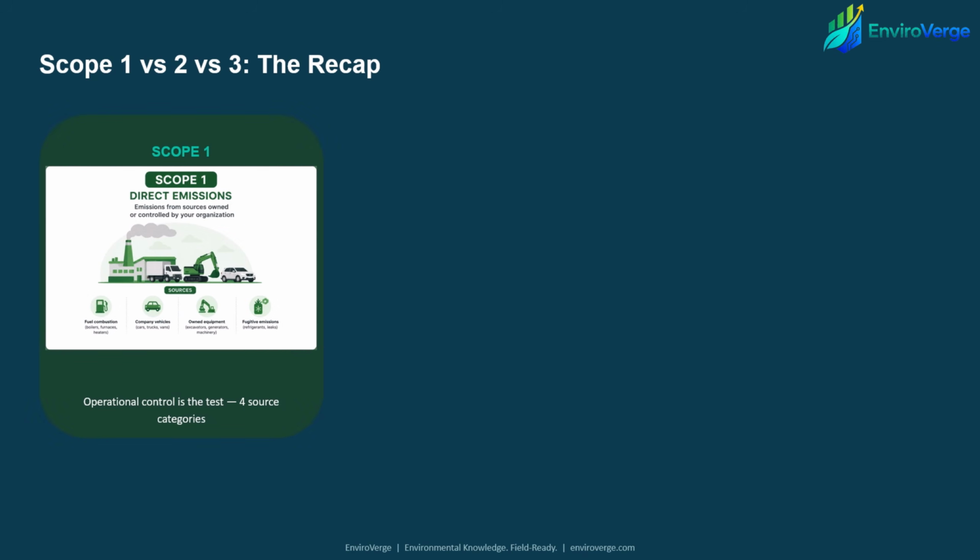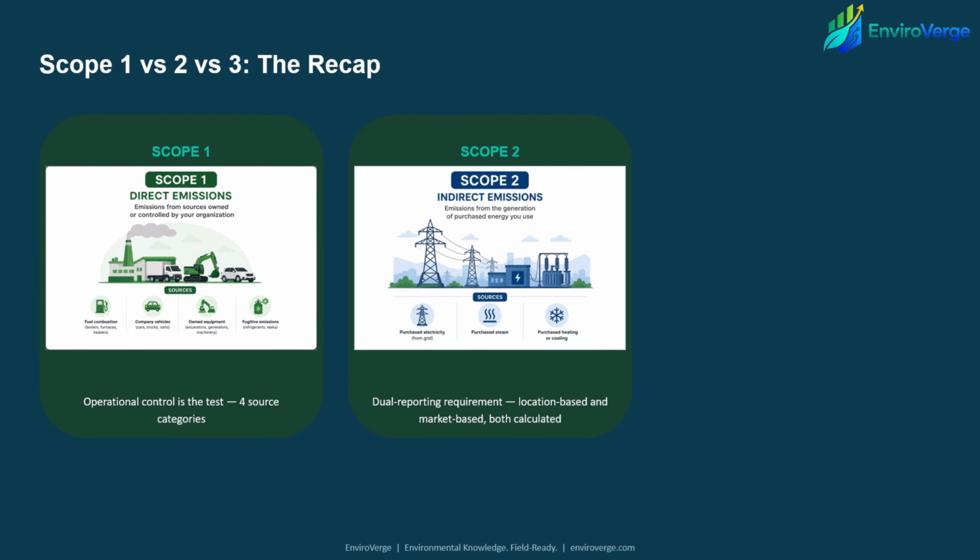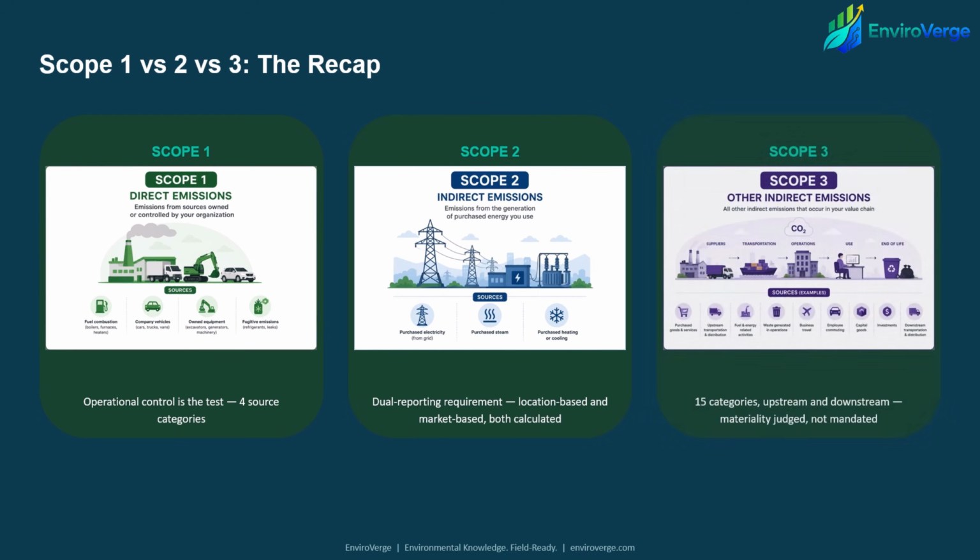Let's lock this in. Scope 1. Operational control is the test. Scope 2. Dual reporting, both methods. Scope 3. 15 categories. Materiality judged, not mandated.